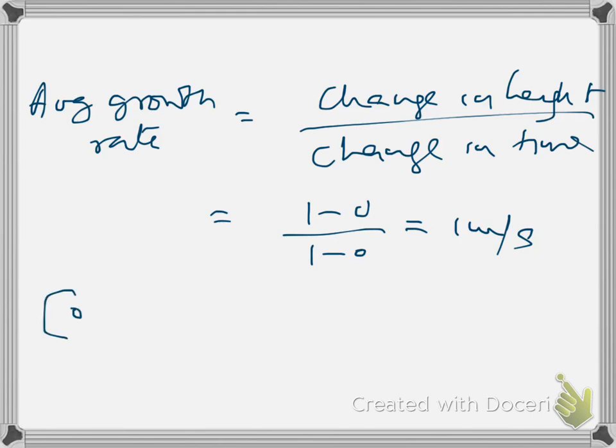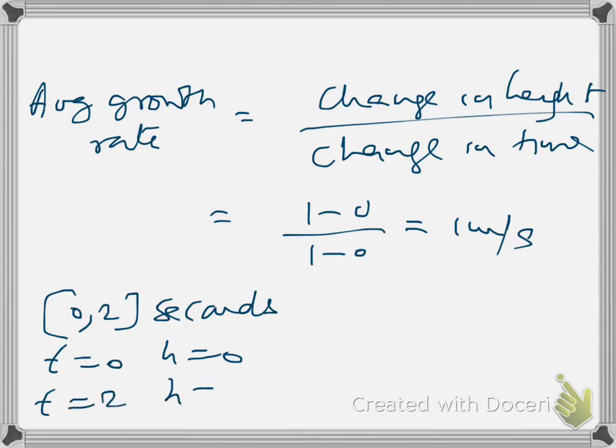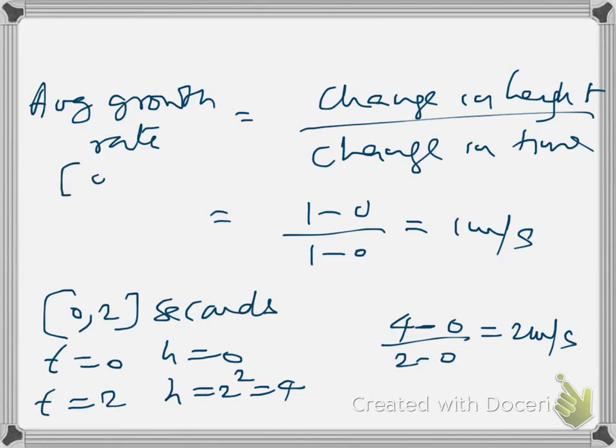Suppose I calculate it from 0 to 2 seconds, suppose I want the same average growth rate from 0 to 2 seconds. At t equal to 0, height is 0 of course. At t equal to 2, height is 2 square, that is 4 meters. So height changed by a certain amount. Change in height 4 minus 0, by change in time 2 minus 0. So now the average growth rate is 2 meters per second. So you see average growth rate can be different for different time intervals. From 0 to 1 second, average growth rate was 1 meter per second. From 0 to 2 seconds, average growth rate is 2 meters per second.